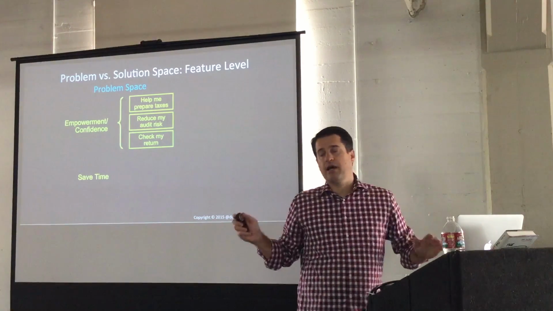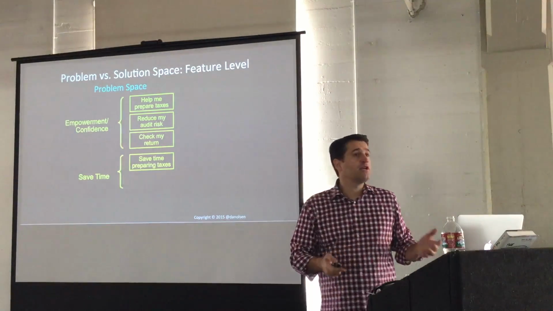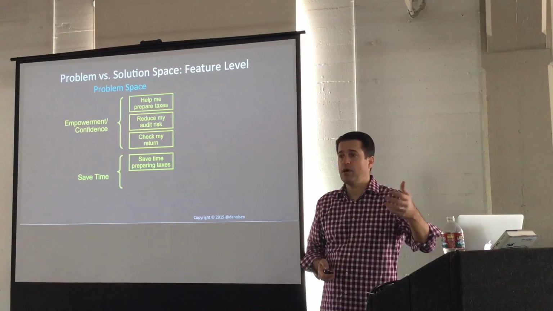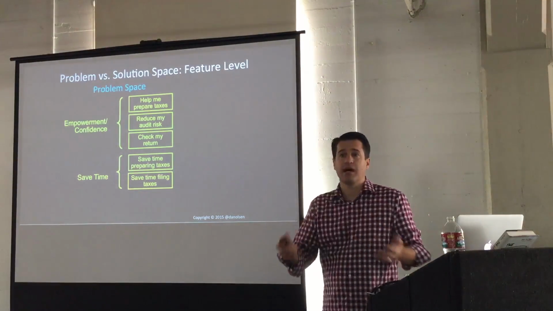Likewise, there could be a whole separate ladder, which all ladders up to a save time benefit. Save time, basically preparing your taxes. Like if you just literally had a stopwatch and did it with TurboTax and without, how much time did it save you? And also filing. These would both be time-based benefits.